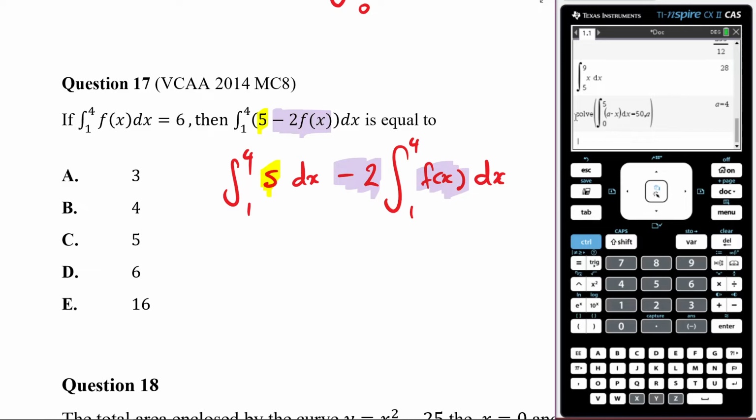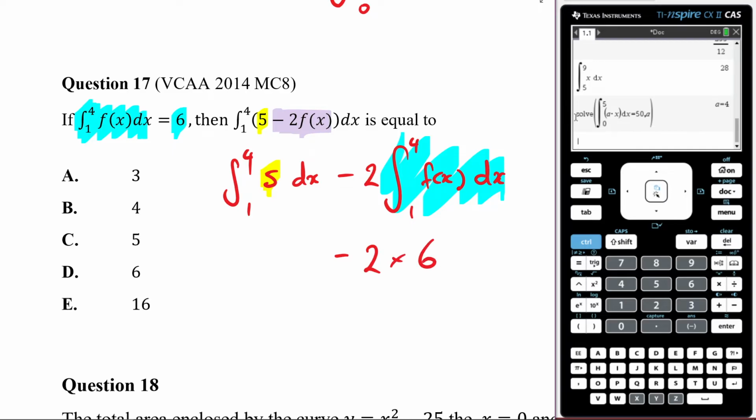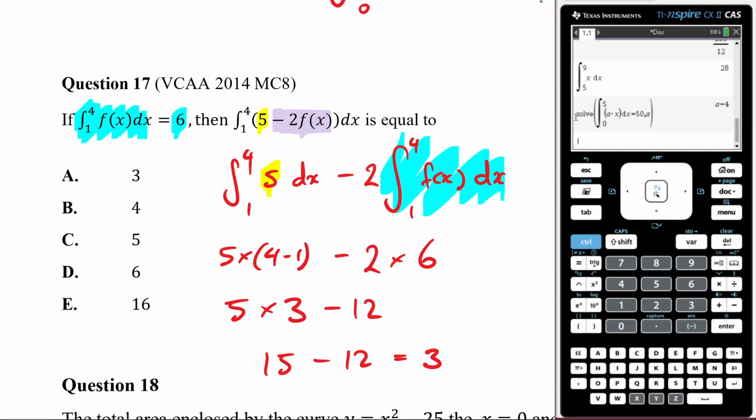Now, what do we know? So let me just get rid of this highlighting for a moment. I know that the integral from 1 to 4 of f of x is equal to 6. That means this is equal to 6. Okay, so 2 times 6. This is just finding the constant. So it's going to be 5 times 4 minus 1. So that's going to be 5 times 3 minus 12. 15 minus 12 is going to be 3, which is A.